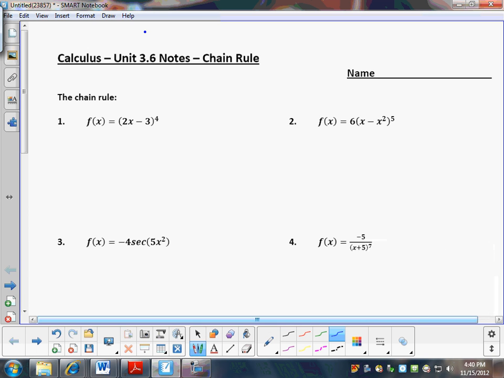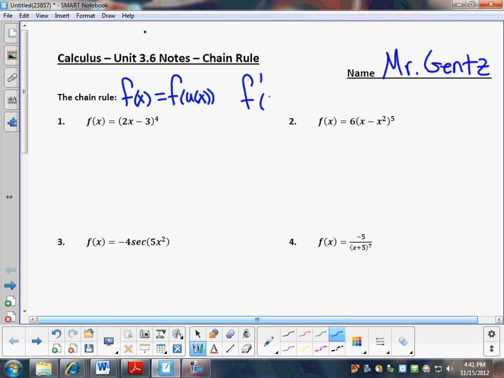Okay, calculus, today we're going to learn about the chain rule. And here's what the chain rule really says. If you have a function that you can write as a composition function, then the derivative of that function is equal to f prime of u times u prime of x.